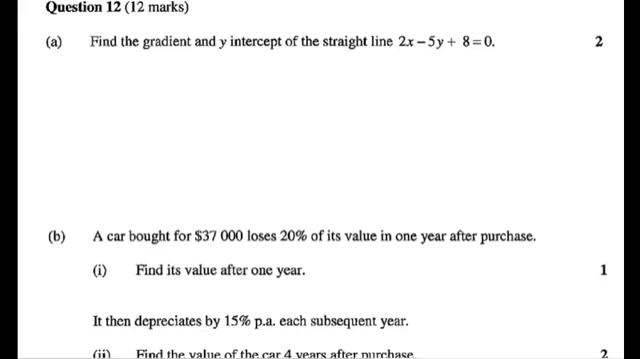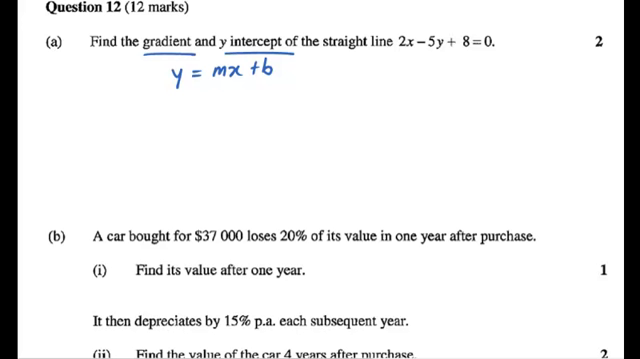Okay, question 12. Find the gradient and y-intercept of the straight line 2x minus 5y plus 8 equals 0. If you're asked to find the gradient and the y-intercept, then the best idea is to put this equation into the gradient-intercept form, which means into the form y equals mx plus b. So that's what we want to do. We want to make y the subject.